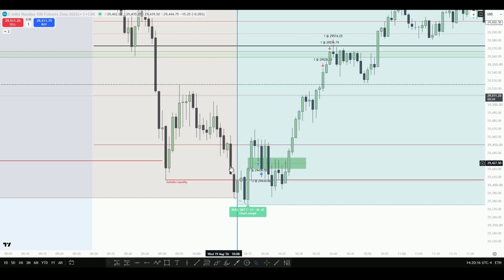This is one of my favorite models for entry. It's basically the classic market structure shift, or a smart money reversal, where you have a low, then an intermediate high here, and then we form a lower low, and then displace in the opposite direction.